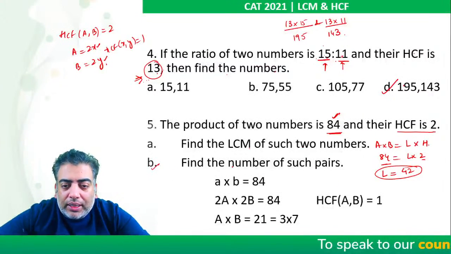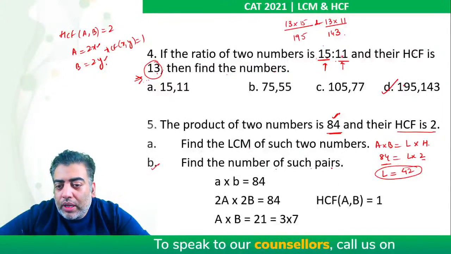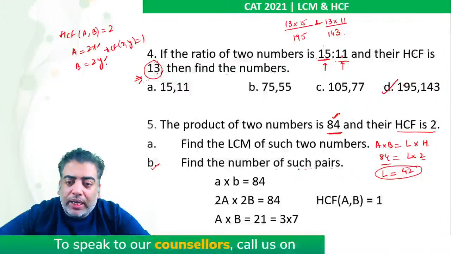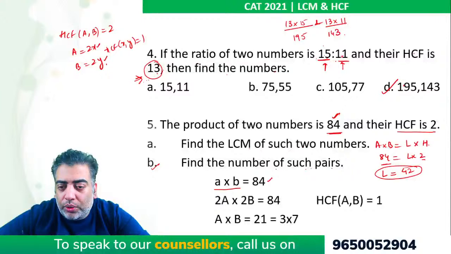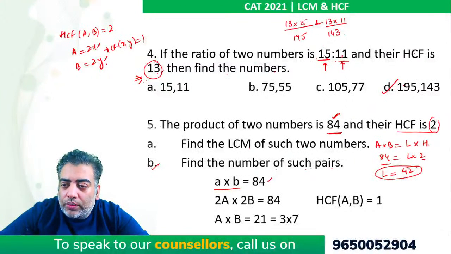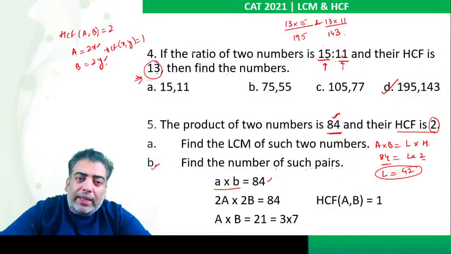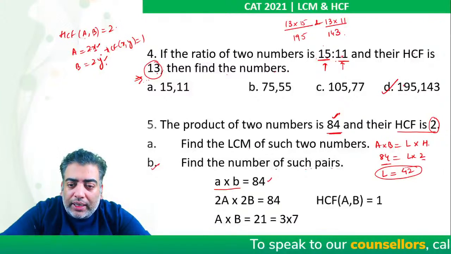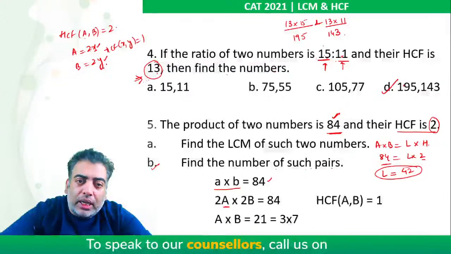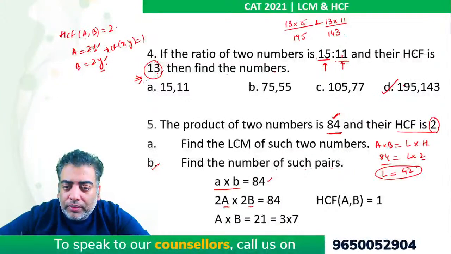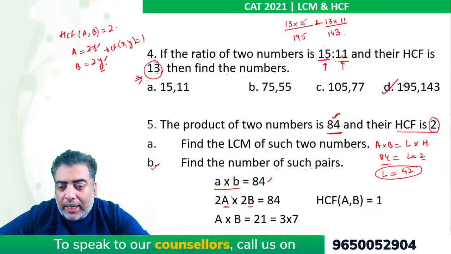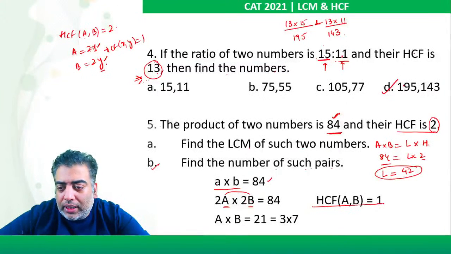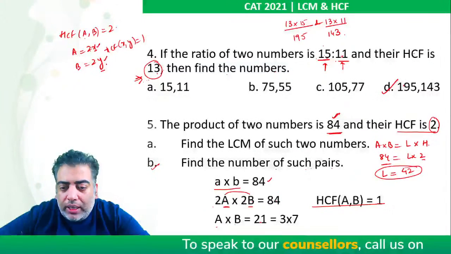Now in part B it says find the number of such pairs. In order to find the number of such pairs, we are given the product of a and b is 84 and their HCF is 2, right? So if HCF of a and b is 2, I am writing a as 2A and b as 2B, such that HCF of A and B is 1. That condition is always there. So this 4 gets cancelled out, resulting in A into B equal to 21.